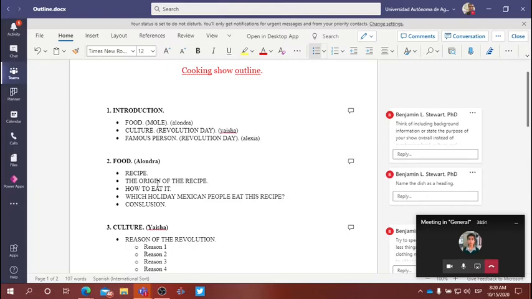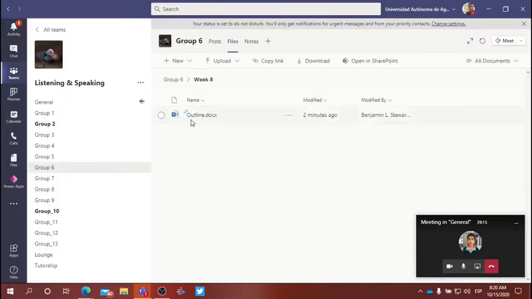So today is a good time for us to meet with your team and clarify those doubts. But really focus on your outline. Make sure that you have created a folder called Week 8 if you haven't already. And make sure that you have created a Word document like Group 6 has done here. Close this. Right, and they have a document called Outline.